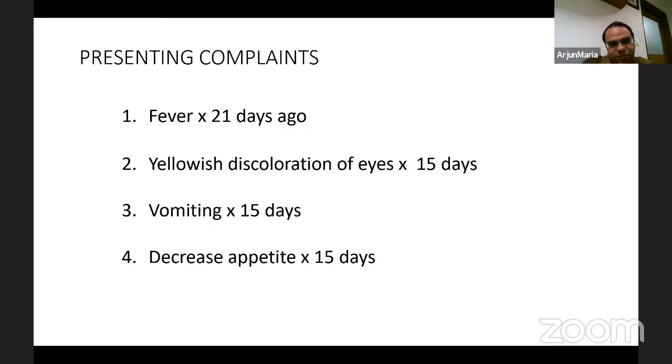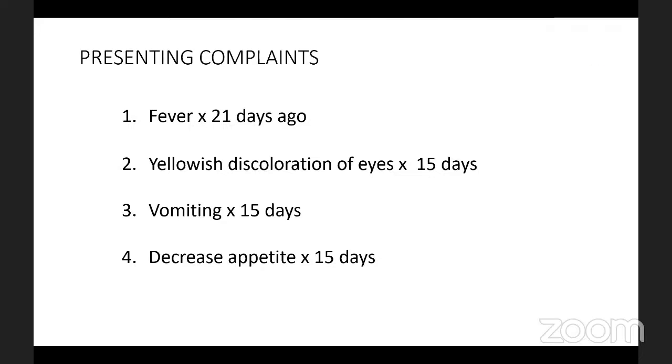So whenever a child presents with jaundice, the first thing to determine is whether the child has direct or indirect hyperbilirubinemia. In direct hyperbilirubinemia, you have to ask for a history of dark colored or high colored urine, whereas if the child has indirect hyperbilirubinemia, the urine will be of normal color. So what does this child have? This child has dark colored urine, sir. So according to you, this is direct hyperbilirubinemia.